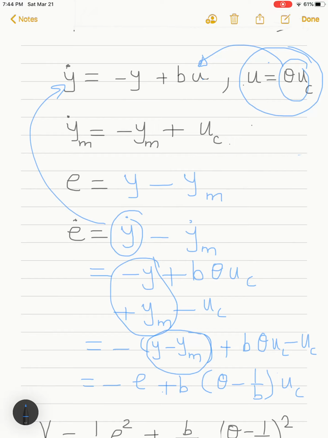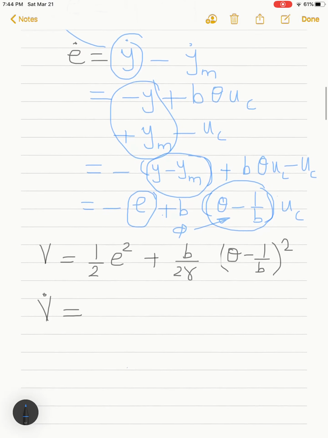Now you can notice here that this term actually represents the error in the gain, because the gain is assumed to take the value 1 over B in order for Y to follow Ym. So normally this is in the literature referred to as phi, and phi is the error in the parameters. So when I form my candidate Lyapunov function, it will consist of two components. One component depends on the error between the output of the system and the output of the reference model, and the other component would depend on the error in the parameters. So that's what I did here.